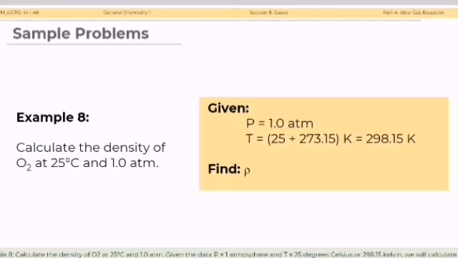Let's have example number 8. Calculate the density of oxygen at 25 degrees Celsius and 1.0 atmosphere. Given the data of P, or pressure, 1 atmosphere, and T, 25 degrees Celsius or 298.15 Kelvin, we will calculate the density.